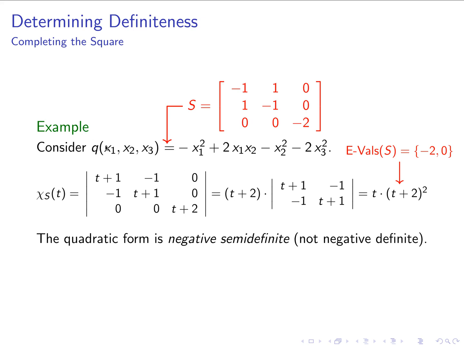So what this means is that no matter what numbers we plug into this quadratic form, we will always spit out numbers that are not positive, but we might spit out numbers that are equal to 0.